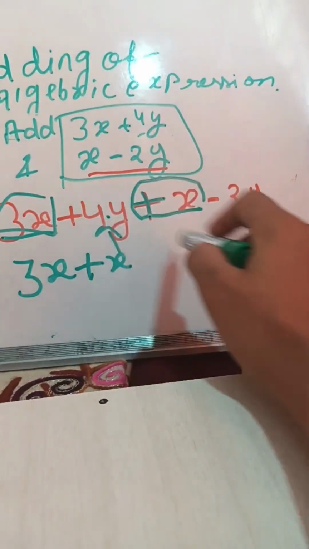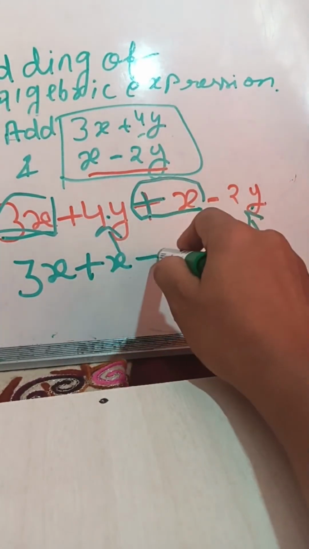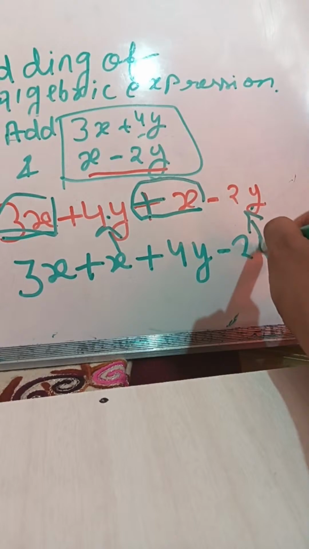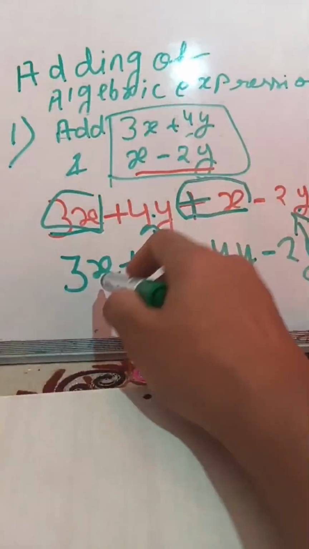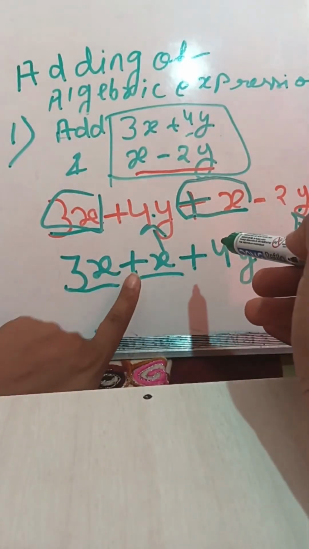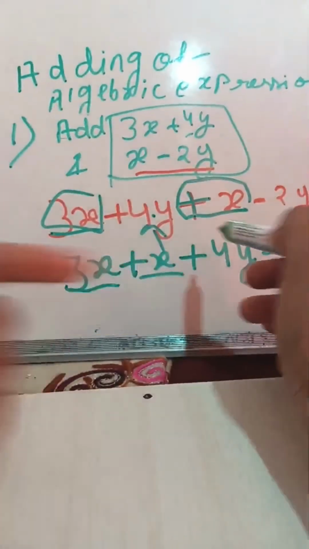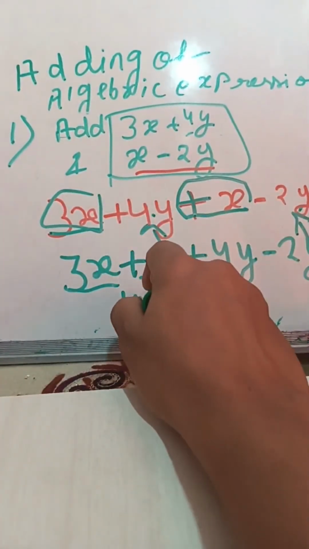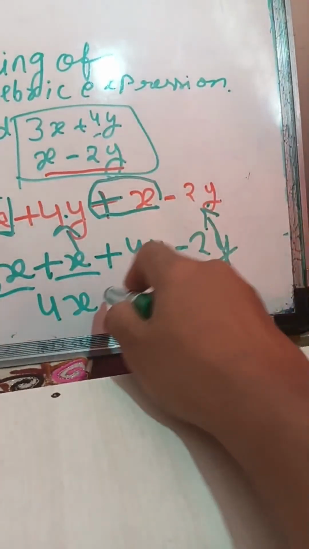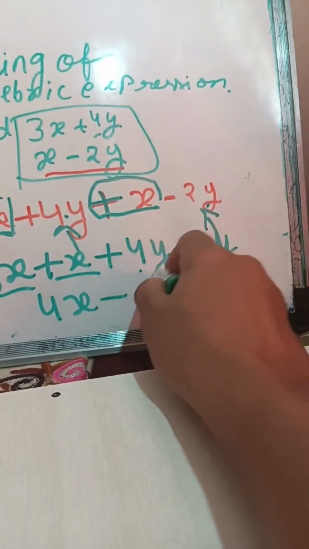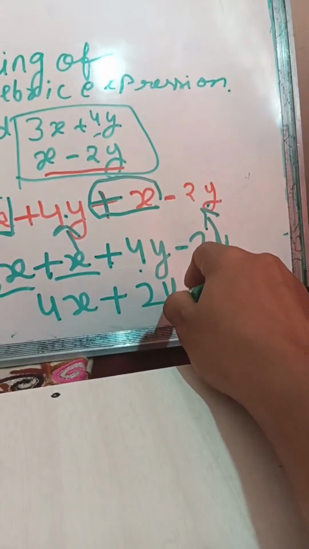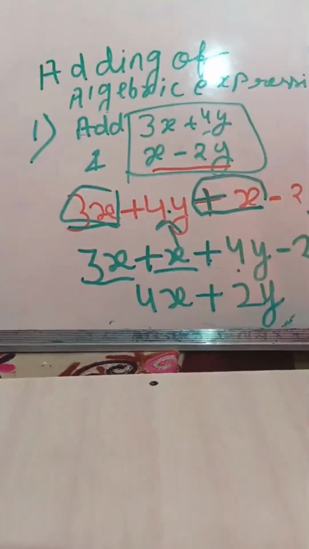Now what do we have? 4y and minus 2y. Both are the same, so just write down 4y minus 2y. Is it clear? Now 3x and x are both the same, so we can add 3x plus x, that is 4x. And 4y minus 2y, both are like terms, so we can subtract. 4 minus 2 is 2. But the bigger digit's sign is positive, so we put plus here. Here is our answer, 4x plus 2y.